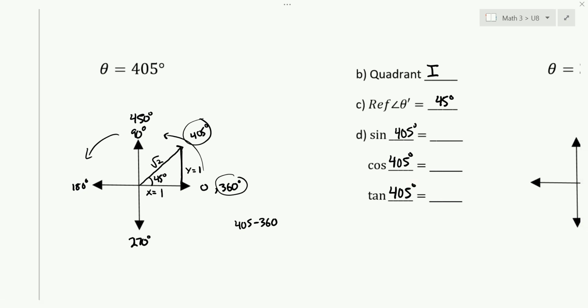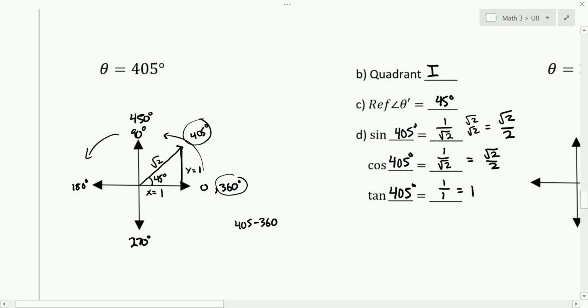Jacqueline, what'd you get for the sine of 405? Okay. Before you got root 2 over 2, what'd you get first? 1 over the square root 2. Good. And same for cosine, right? And then because the square root's in the denominator, you multiply top and bottom by root 2, and you get root 2 over 2. And this one, you get the same work. And Jacqueline, what'd you get for tangent? Good. Okay. So that's sine, cosine, and tangent of 405 degrees.